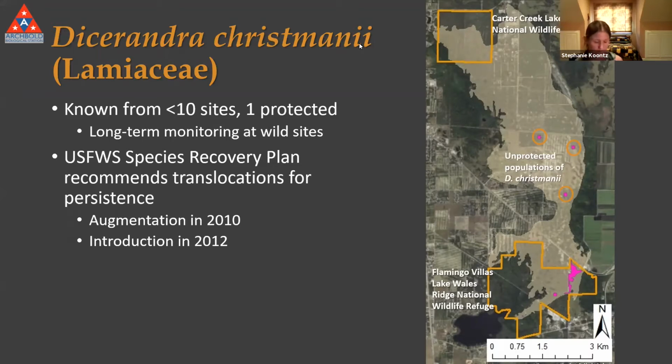that are currently not under conservation. It's been recommended by the U.S. Fish and Wildlife Recovery Plan, which exists for all listed species, that translocations need to be used to aid in the recovery of this species. So our program has both augmented the Flamingo Villas population on the southern end in 2010, and we also introduced a new population in 2012 to Carter Creek, also part of the National Wildlife Refuge System and just north of these wild populations.